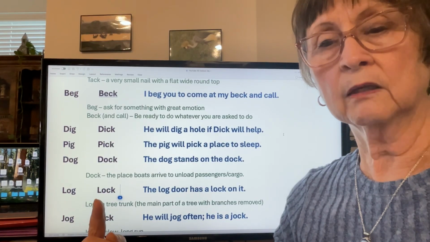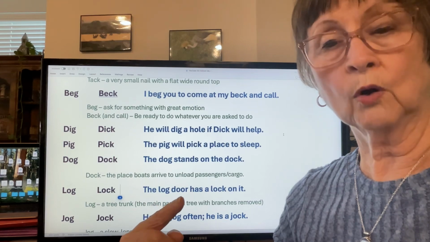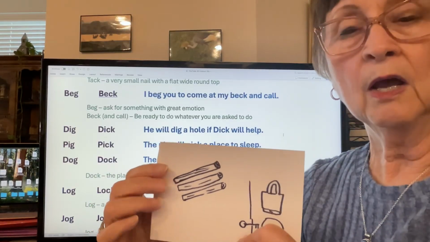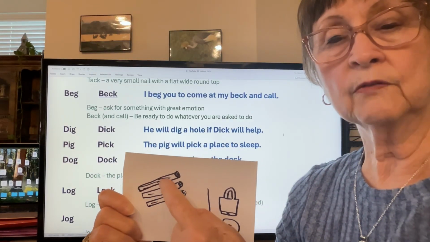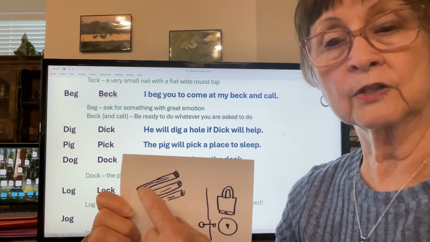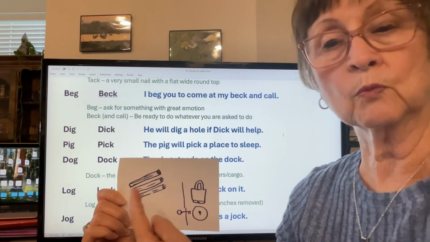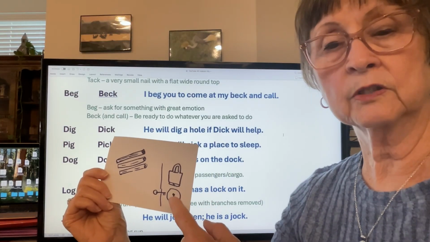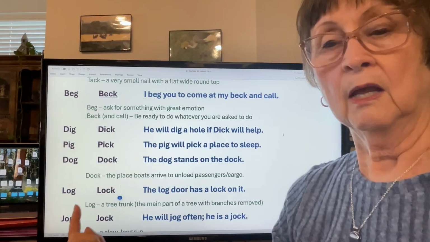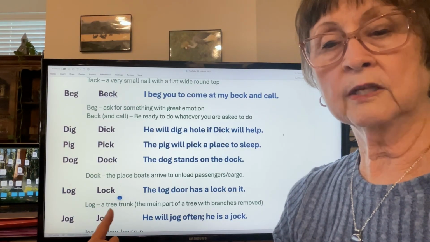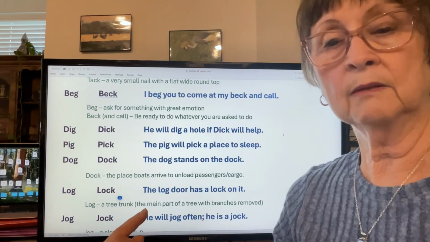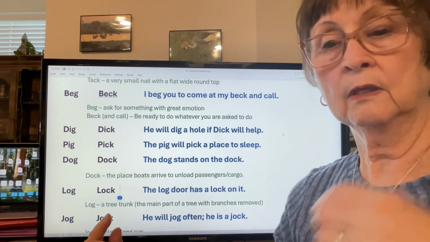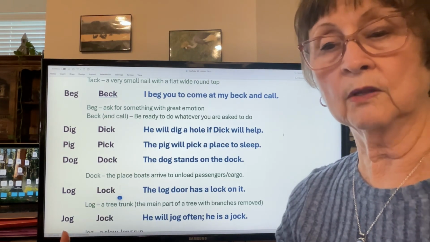Log and lock. The log door has a lock on it. I just tried to do a picture for this too. A log is a piece of a tree with all of the other branches off of it. And people used to build homes with logs, and they would make a door with logs. And then a lock. This is a lock, and this is a lock. A log is a tree trunk, the main part of a tree with branches removed. And of course, a lock is the thing that you use a key with.